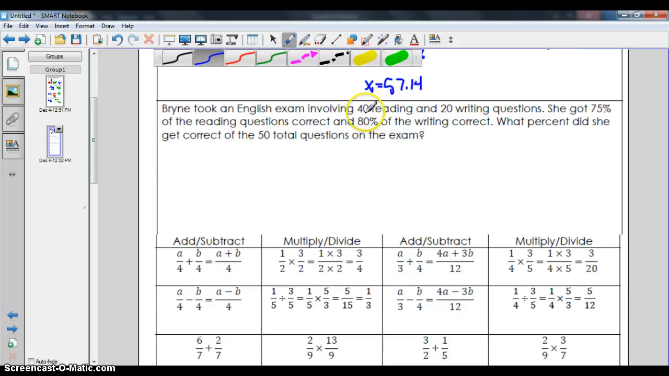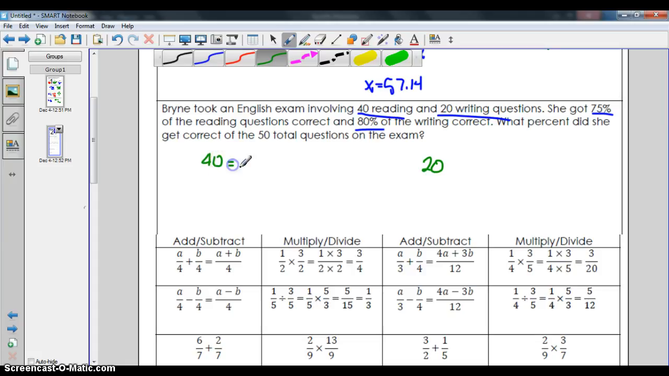Let's look at this question, very similar again to the one above. 40 reading questions, 20 writing questions. That's a total right there. She got 75% of the reading and 80% of the writing correct. So we need to figure out how many she got correct. So then we can figure out how many total out of 50. So 40 reading, let's split it up, and 20 writing.